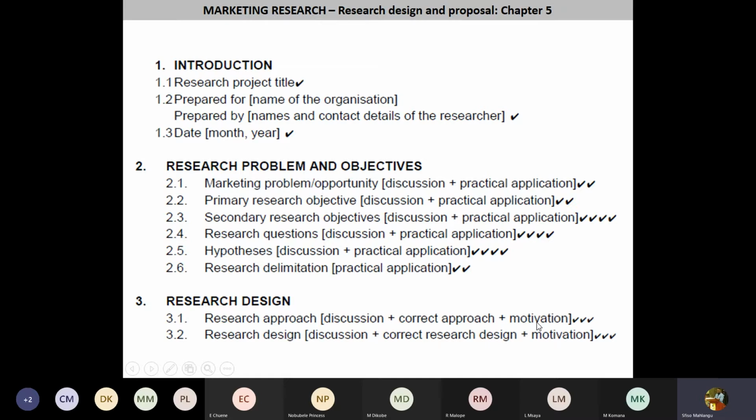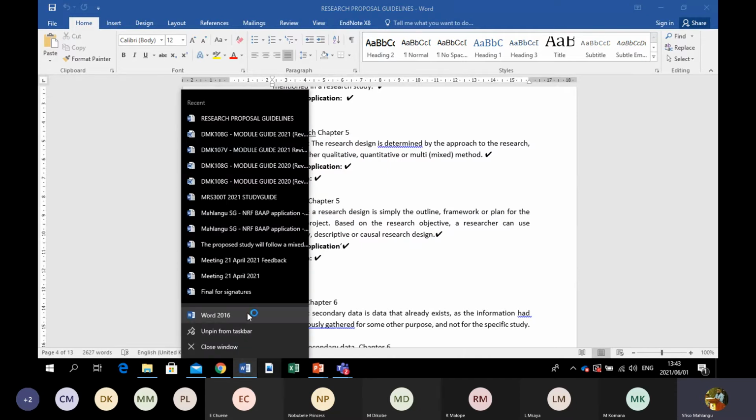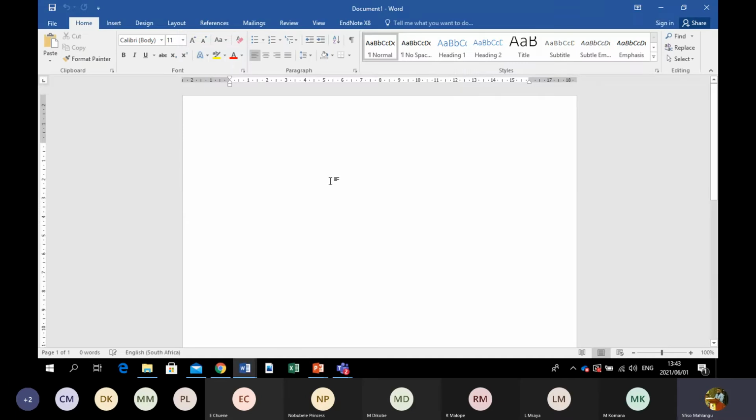Discussion, correct approach, and motivation. There are 3 things that I need you to do now. So let's quickly open here so that you can understand the learning activity that we are doing now. So I will call it learning activity.